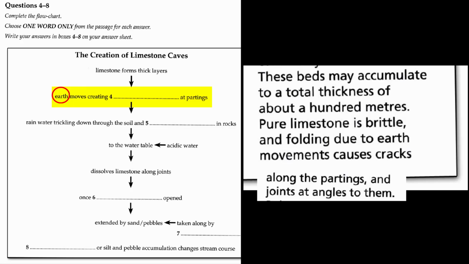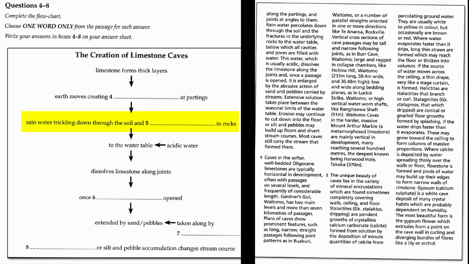And for parting, what is the word that they are using? They are saying pure limestone is brittle, and folding due to earth movement causes cracks, and then along the partings. Yeah, they've used the same word, partings. So that's why for question number 4, earth moves, creating. For creating in the passage, they use the word causes. Cracks will be the answer. Clear? Happy? Okay, let's go on.